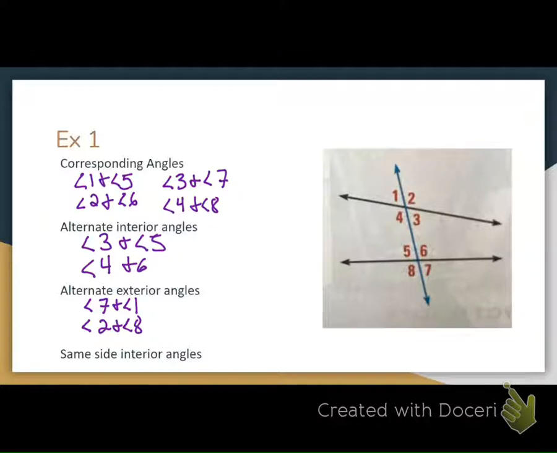Okay, same side interior. 4 and 5. 4 and 5. So again, inside, same side of the line. Can you tell me the other one? 3 and 6. Thank you. 3 and 6. Okay. Do you guys have any questions on this portion so far? Any questions at all?